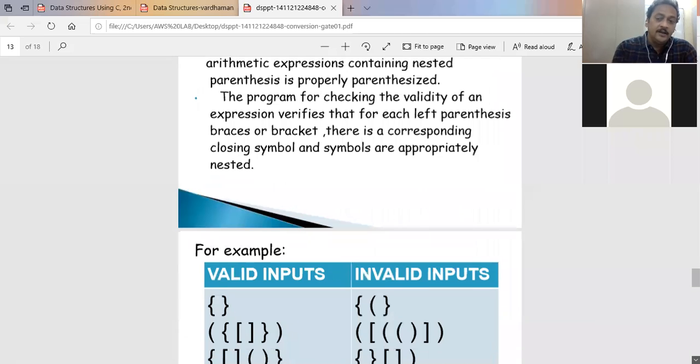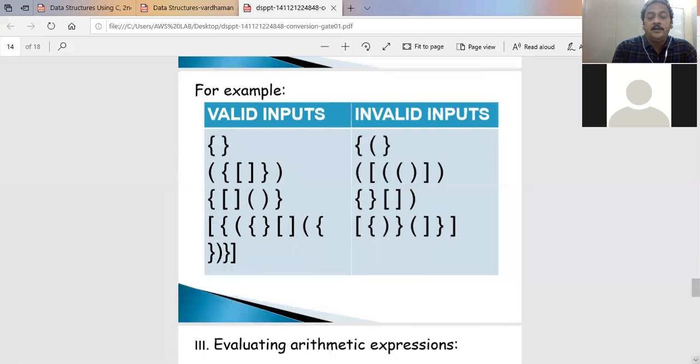So here we listed some valid expressions. These are the valid inputs. If an expression opens with a curly bracket, then it is supposed to close with a curly bracket. This is a valid input. Otherwise, if some expression starts with a left parenthesis, then it is supposed to be completed with a right parenthesis. So just see, there are three different parentheses.